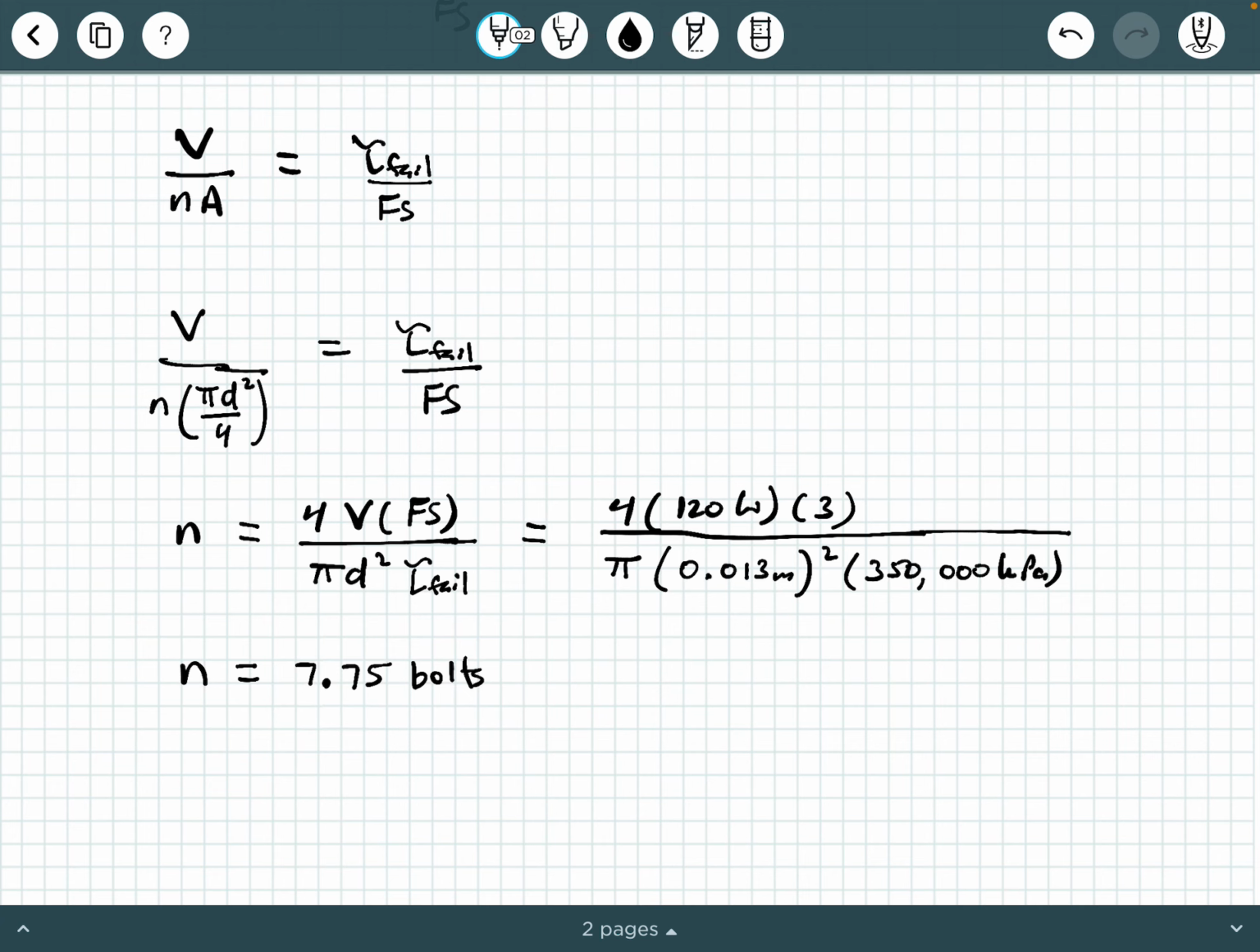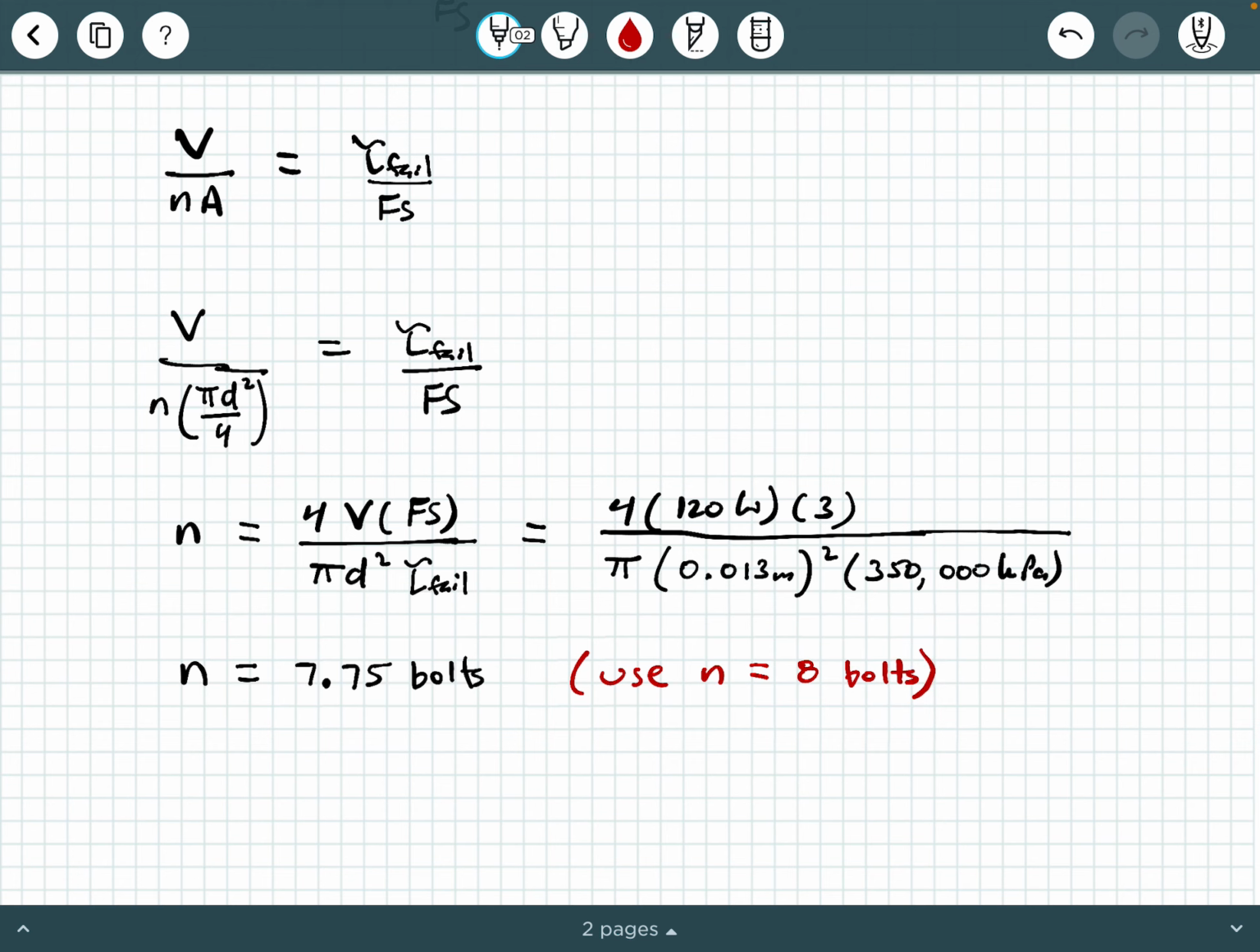Now, one comment here. Are you going to tell someone who is building this that they need 7.75 bolts? No. How in the world are you going to use 0.75 of a bolt? So we're going to say use N equals 8 bolts.